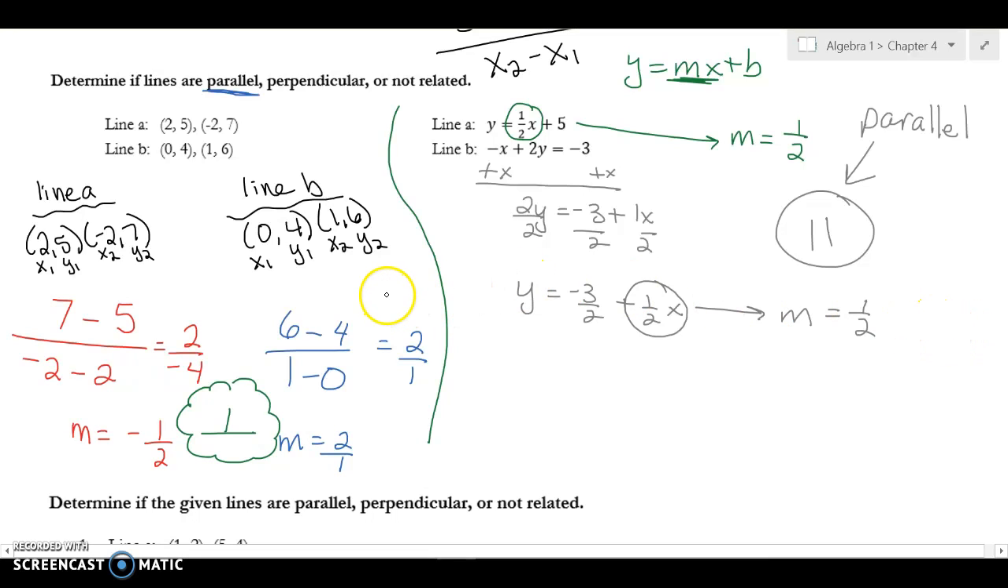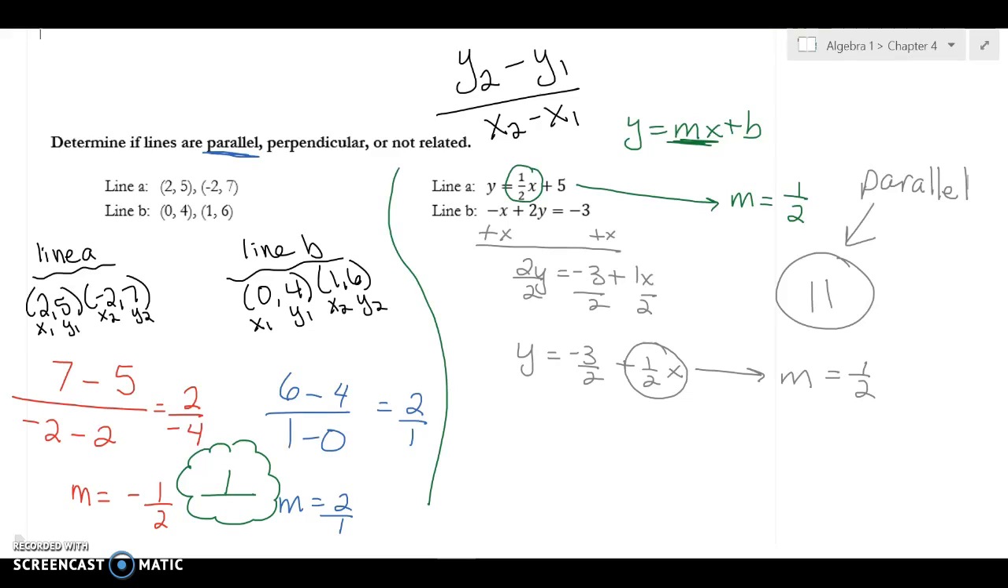So the problem on the left was perpendicular, the problem on the right was parallel. This is the main idea of this whole section, figuring out if things are parallel or perpendicular. We will do some other stuff with it towards the end, but this is the main thing right now.